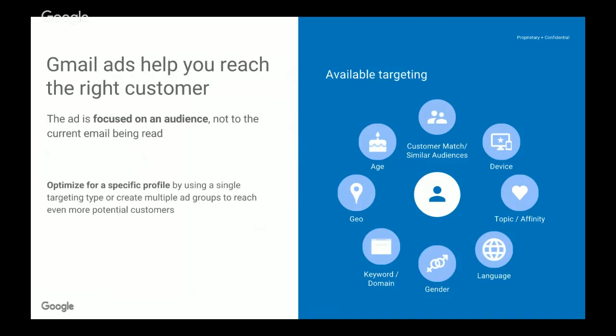Optimize for a specific profile by using a single targeting type, or create multiple ad groups to reach even more potential customers. Here are a few available targeting options: customer match, similar audiences, device, topic, affinity, language, gender, keyword/domain, geo, and age.